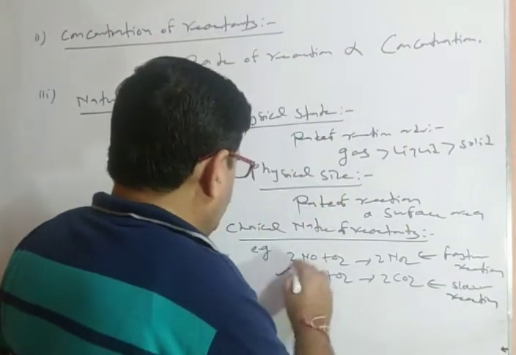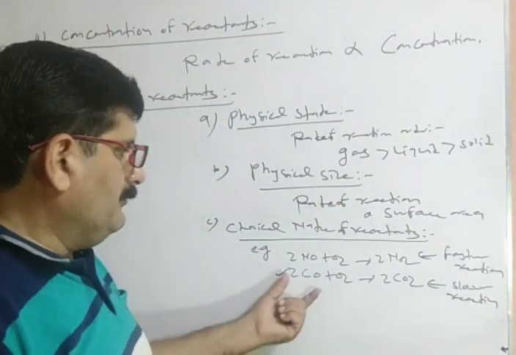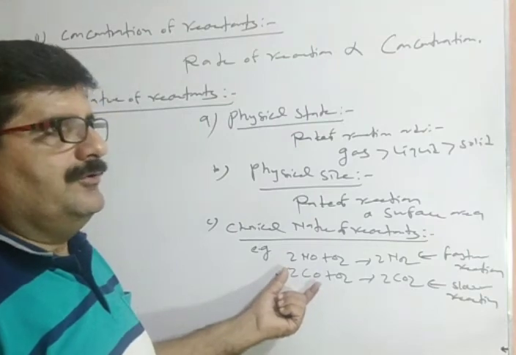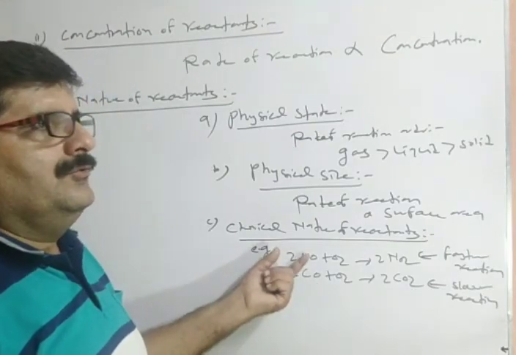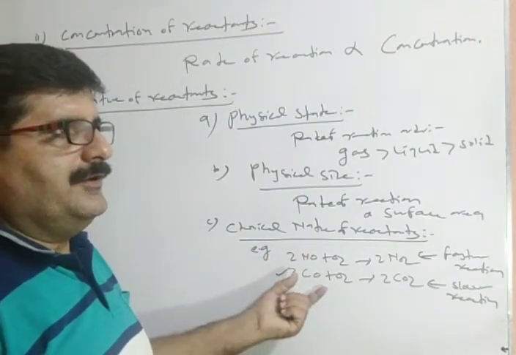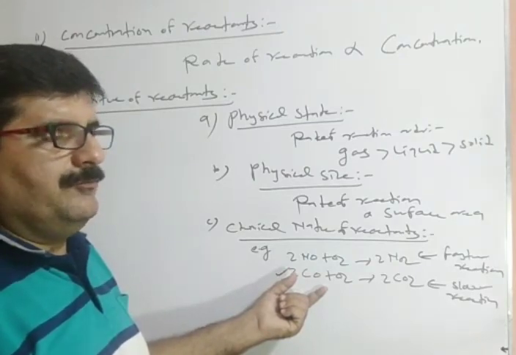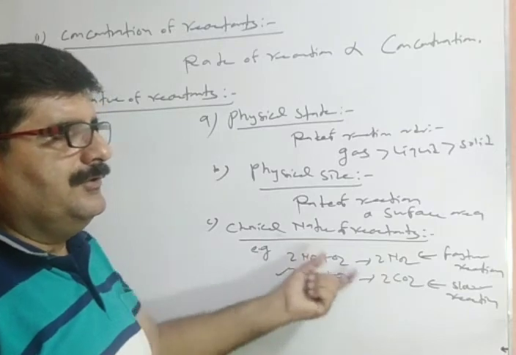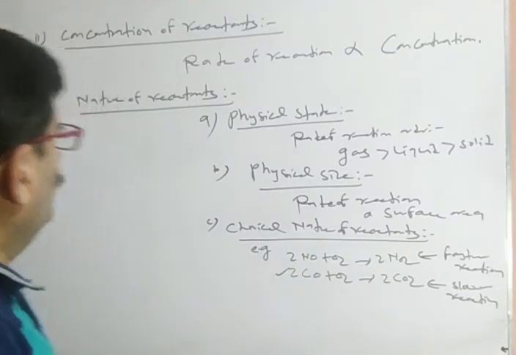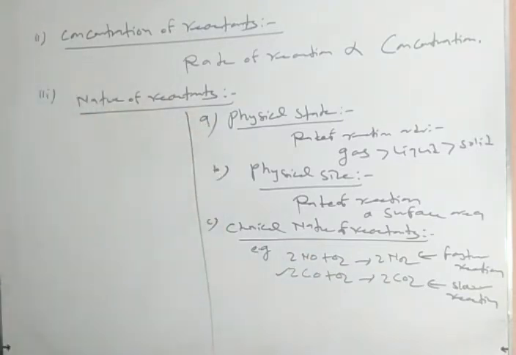This reaction becomes slower. Why? Because in carbon monoxide, more number of bonds are present compared to NO. If number of bonds in reactant side becomes more, then more energy will be required for breaking such bonds. That's why we can say rate of reaction becomes slower.